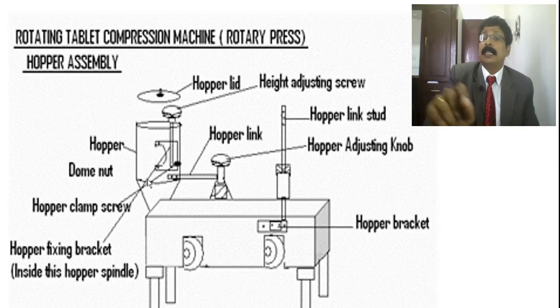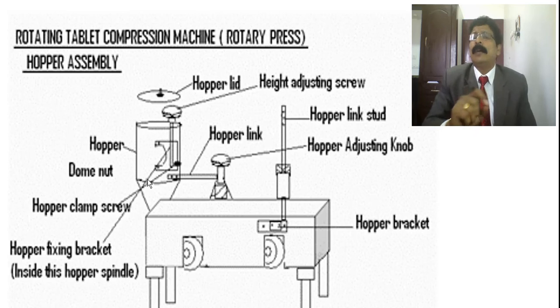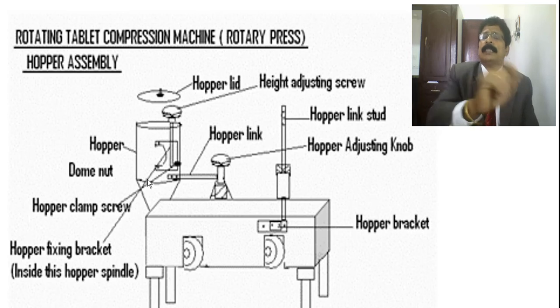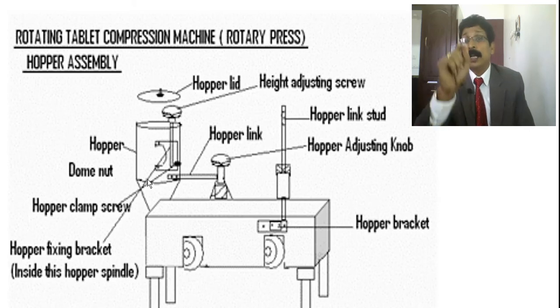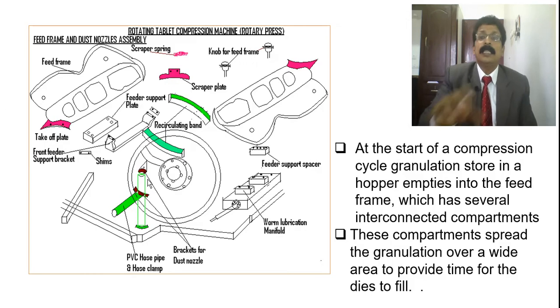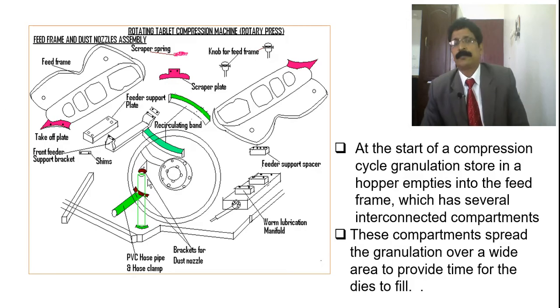I observed when I was in Torrent. I took some diagrams and I wrote one book. In that I made all these notations from my practice, what I did. And you can see this one is a feed frame. This is also a very important part in a compression machine, in a rotary compression machine, the feed frame.